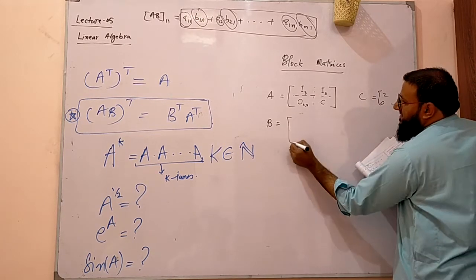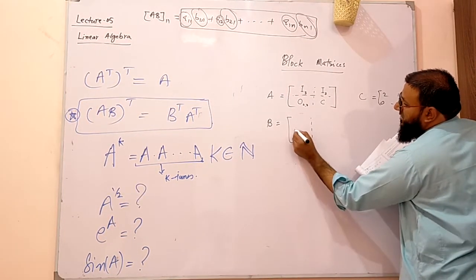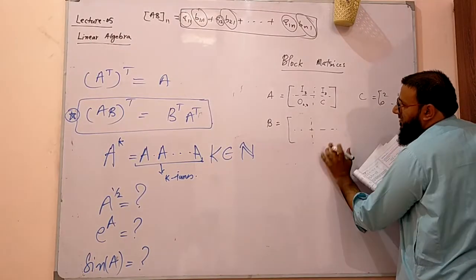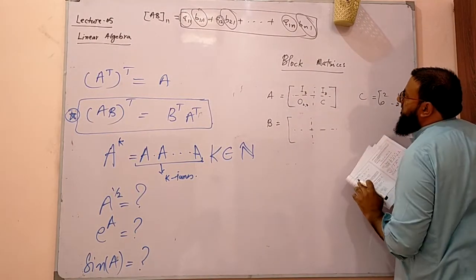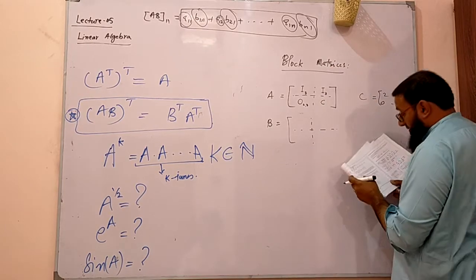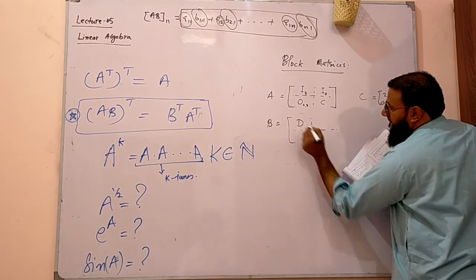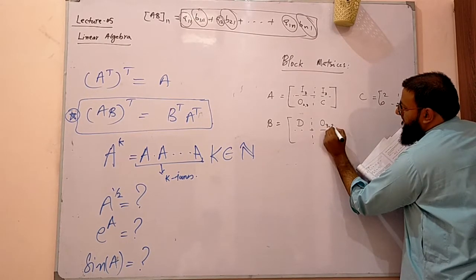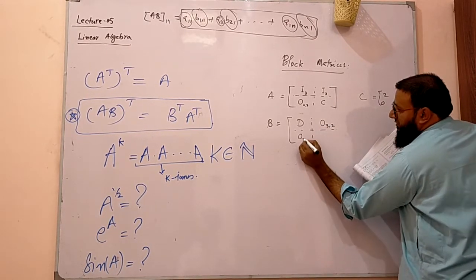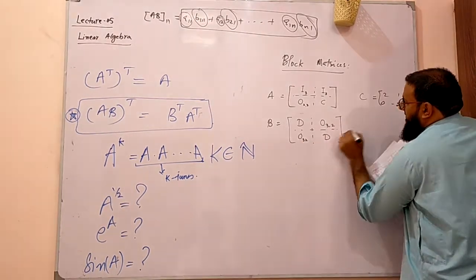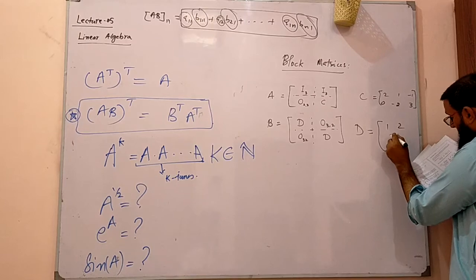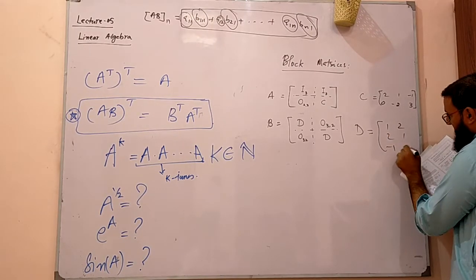And what is the B matrix? It is again some sort of blocks. Block 1, 2, 3, 4. There are 4 blocks. Hence we call these block matrices. So this is D, and I don't know what D is, so I am going to define it. O 3 2 and O 3 2, and this is again D. Now what is D? D is this matrix: 1 2 2 1 minus 1 1.